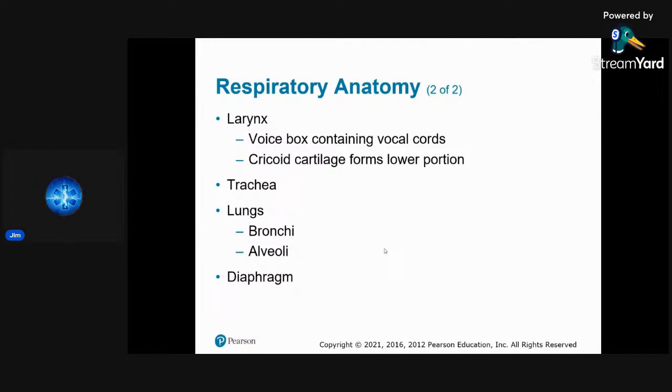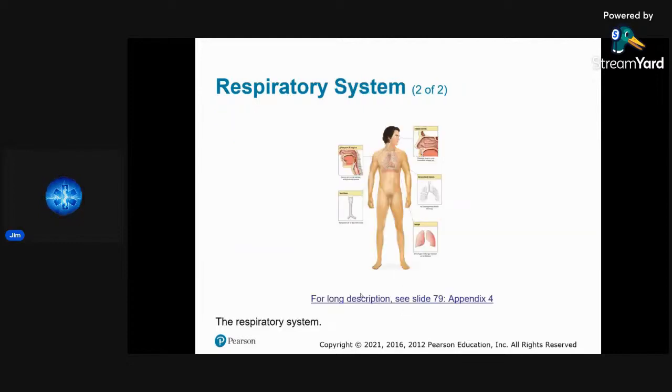Once it reaches the lungs, it splits into bronchi. It'll split into smaller bronchi called bronchioles, and then we go all the way down to the little air sacs called alveoli. Our diaphragm muscle is what controls our respiratory or our breathing. Here's a nice picture of your respiratory system.